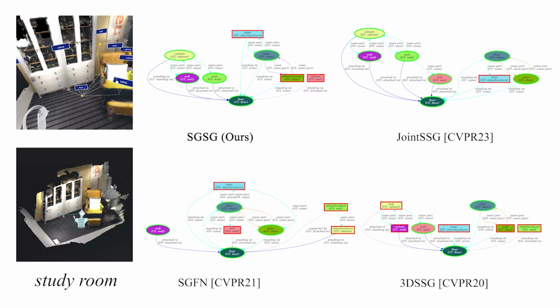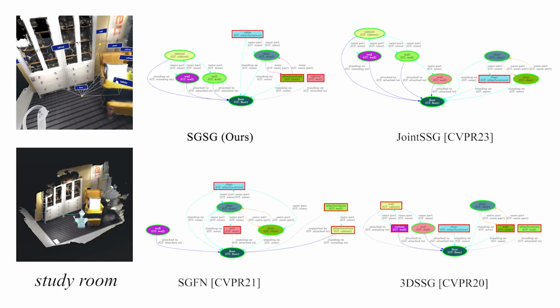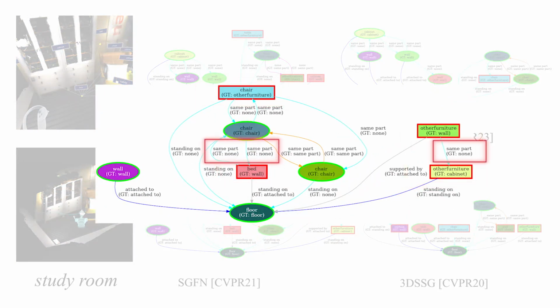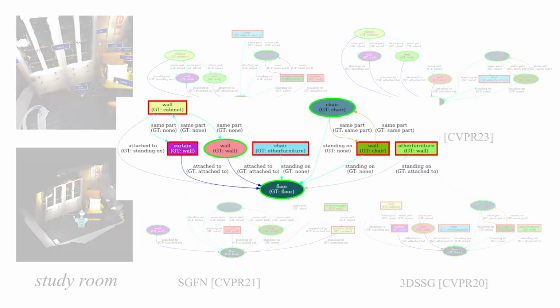Here is another example. With JointSSG, spatial limitations of 2D supervision cause predicate confusion between the cabinet and walls, mixing up foreground and background. SGFN misinterprets fragmented point clouds due to missing geometric cues, and fails to infer non-same-part relationships. 3DSSG faces similar problems, with even more predicate-level errors.